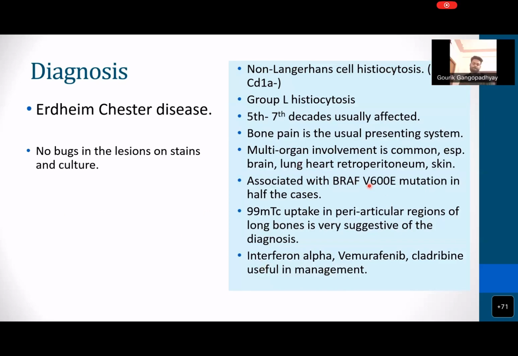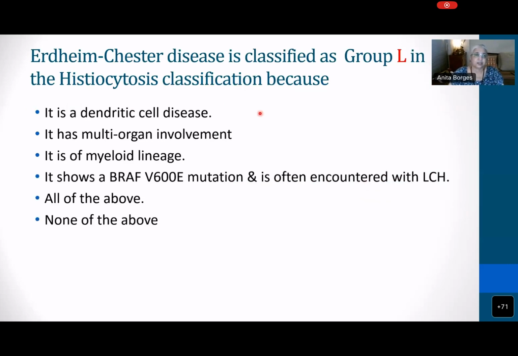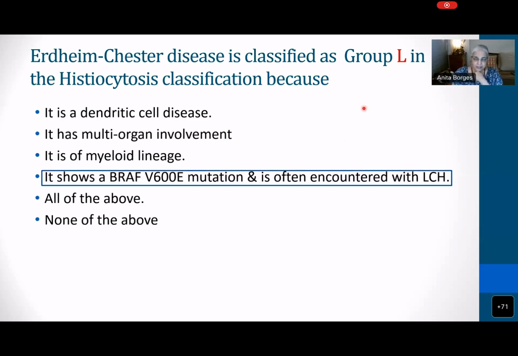Okay, so this is a very classical case, but you must look for bugs in this. When I say bugs, I'm talking about organisms, both by stains as well as by cultural and, if necessary, serology. It is a dendritic cell disease with multi-organ involvement. I think they put it into the L group, as I've already said. Yes, it's not called RAF, it is BRAF mutation. All right, good.